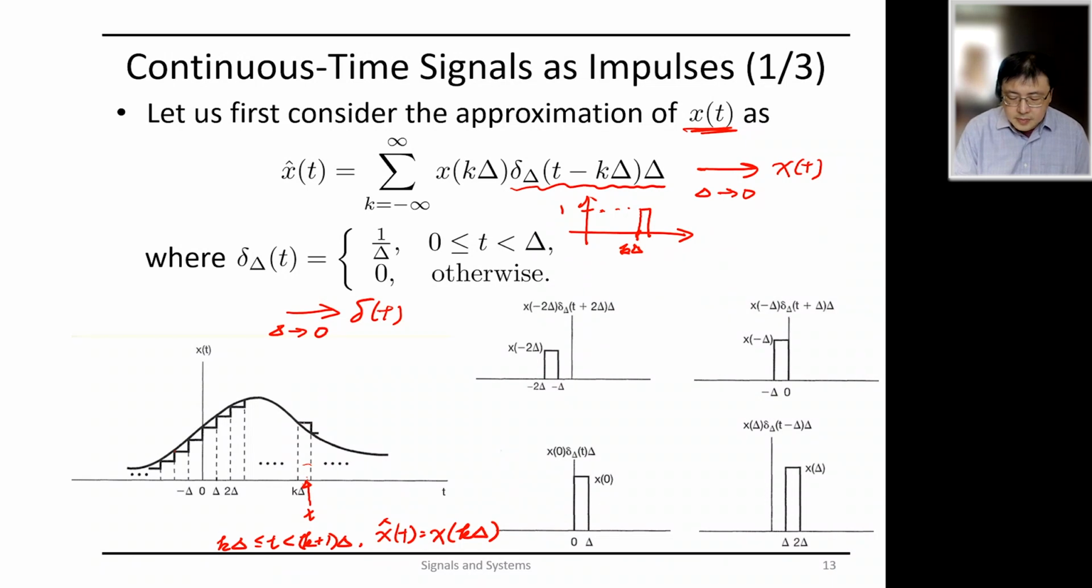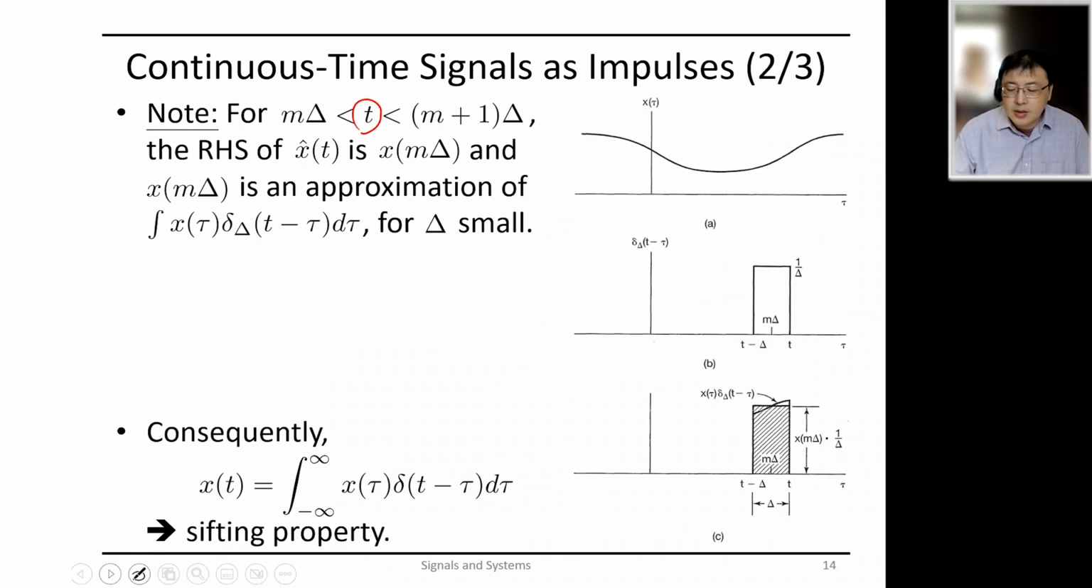All right. So this is what we're saying here. Here I'm just using m instead of k. So if you pick t between m delta and m plus 1 delta, then x hat of t should just be x of m delta. So hopefully no problem here.